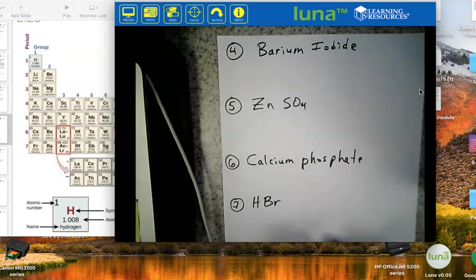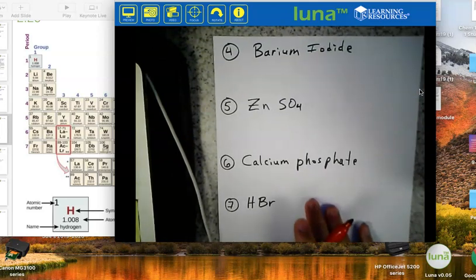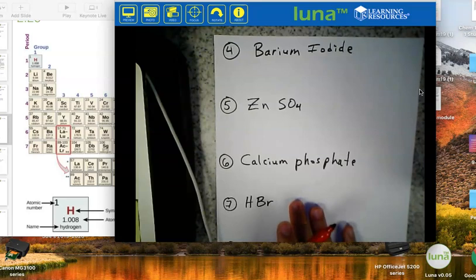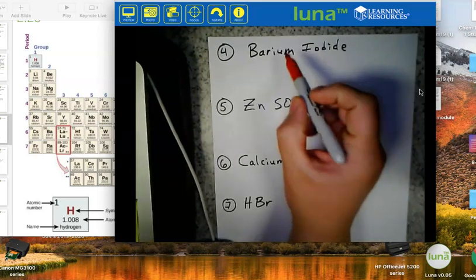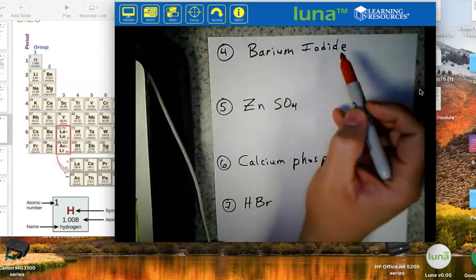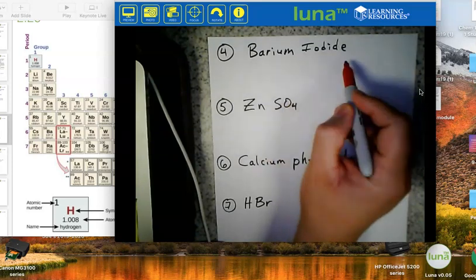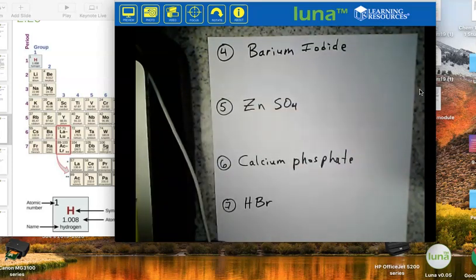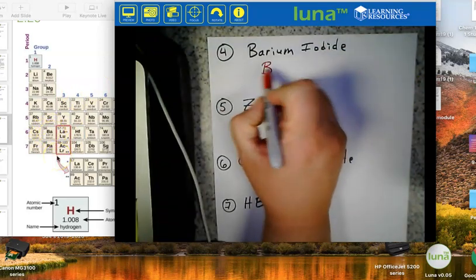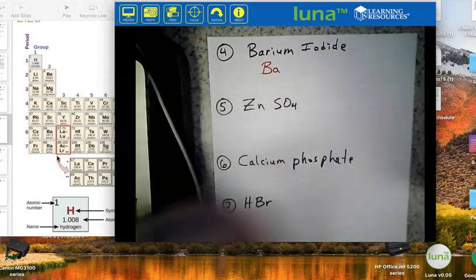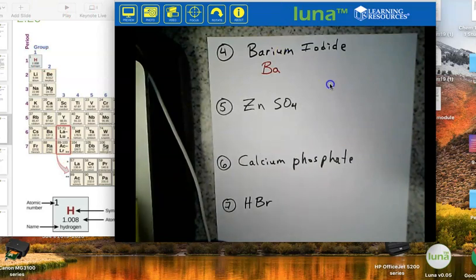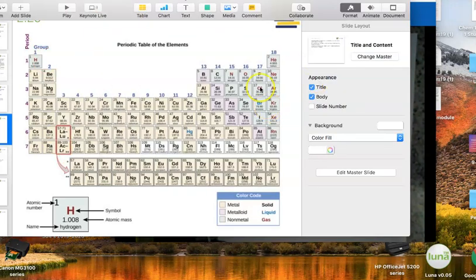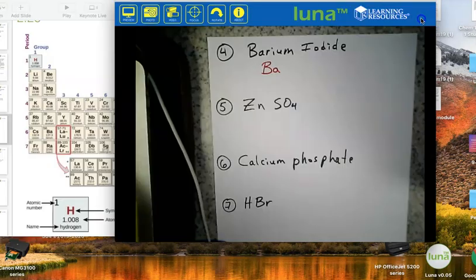All right. So this fourth one here, barium iodide. Again, I need to figure out the symbols for each of these. The symbol for barium, if you look that up on the periodic table, is Ba. And then iodide came from iodine, right? Iodine is here, so its symbol is capital I.